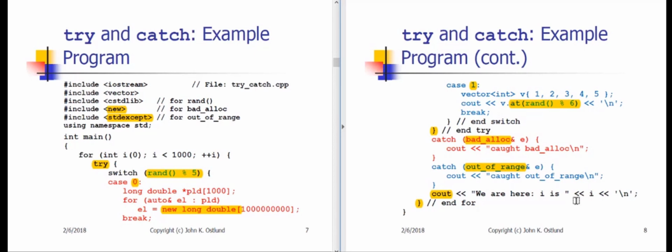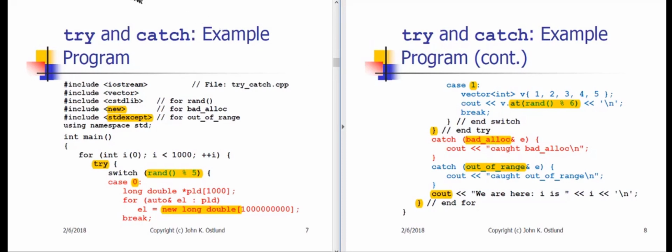So the for loop is going to run 1,000 times. We have two possible exceptions that can occur, namely a bad alloc or an out of range. And because we have catch blocks set up for both of those, this program never crashes, but it probably will spew out these caught bad alloc and caught out of range messages on a fairly regular basis.